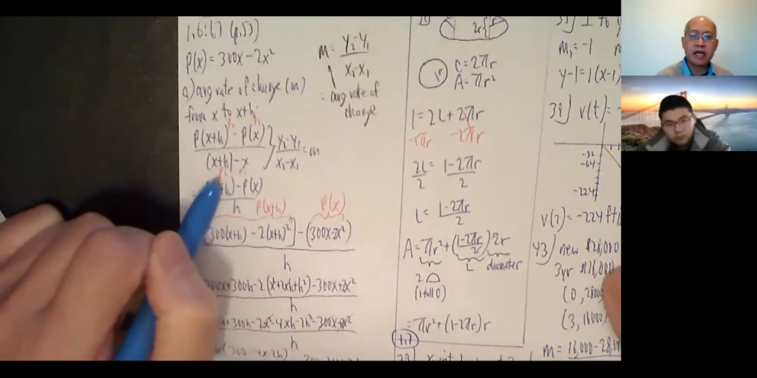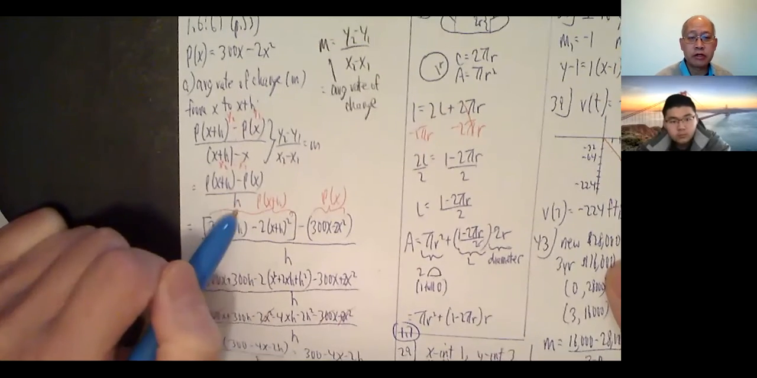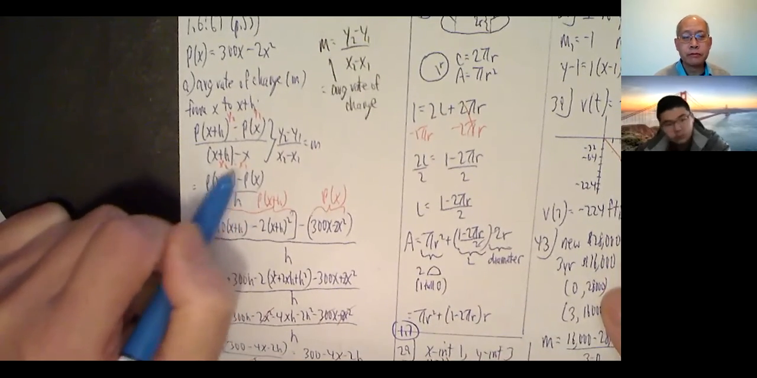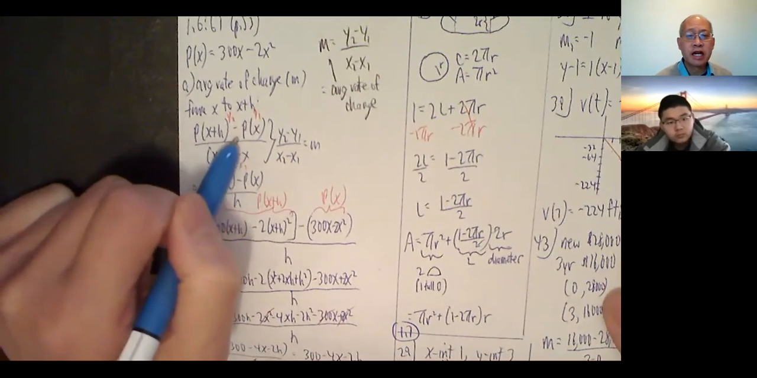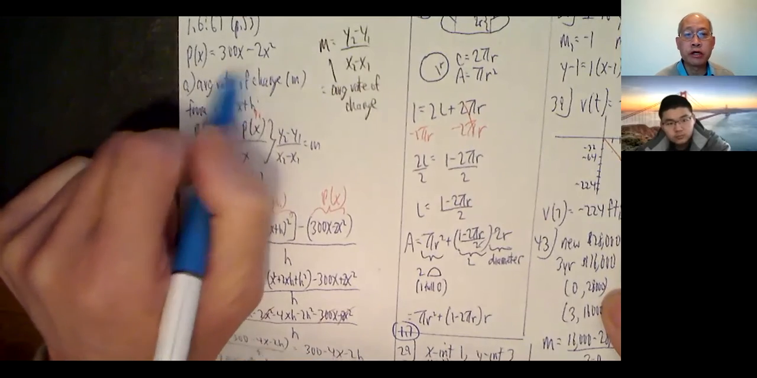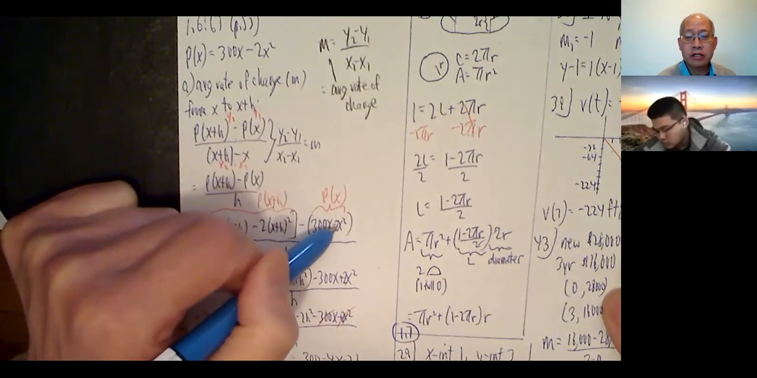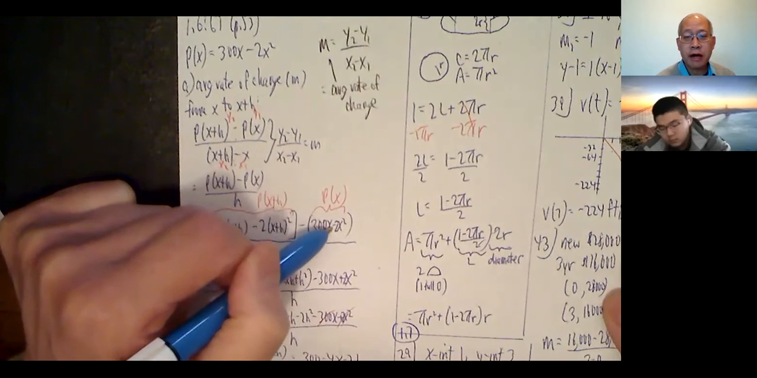Okay, the bottom is easy. What's X plus H minus X? Well, X cancels out, so you just have an H on the bottom. The hard part is the top. So I have P of X plus H minus P of X. Well, minus P of X just means minus the original. So there's minus P of X, 300X minus 2X squared. So that's the easier part.